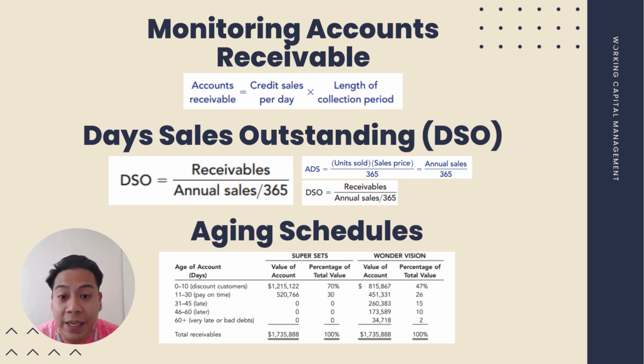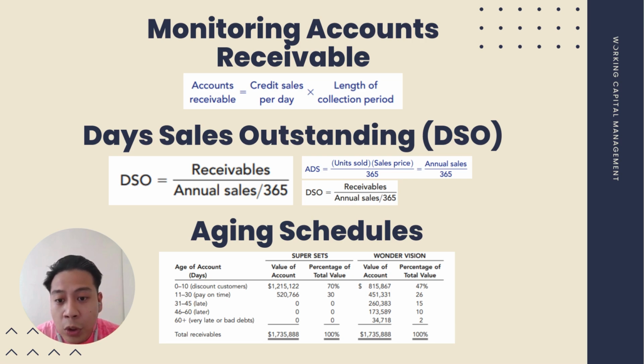To gain further insights, businesses can use an aging schedule, which identifies payment patterns among customers. This tool helps companies pinpoint slow-paying customers and manage receivables more effectively, ultimately improving cash flow and credit management. So first, what is an aging schedule? An aging schedule categorizes receivables by age of accounts.